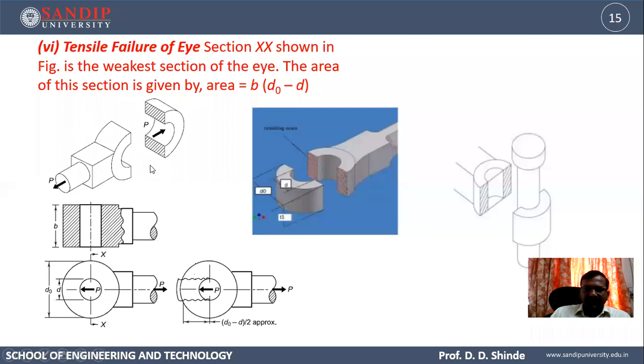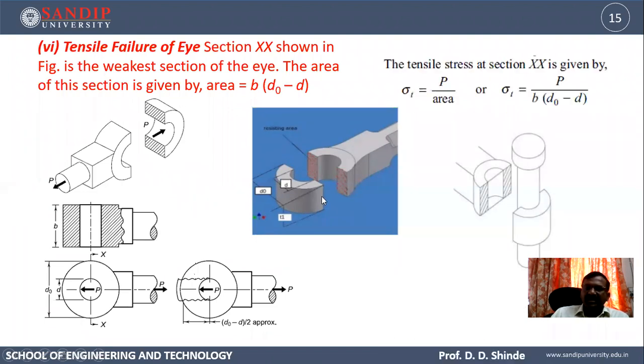So this area which is resisting the tensile stress, you can see the nomenclature. B is the width, and d is the inner diameter, which is the pin diameter, which is also equivalent to the shaft diameter. D0 is the outer diameter. So this is D0, outer diameter, and this is d, inner diameter. So the remaining area, which is shown in hatching, will be D0 minus d, meaning this central portion will go, D0 minus d into this B.